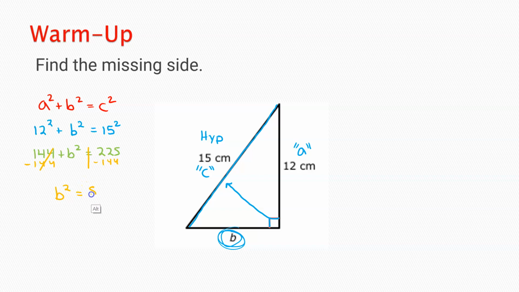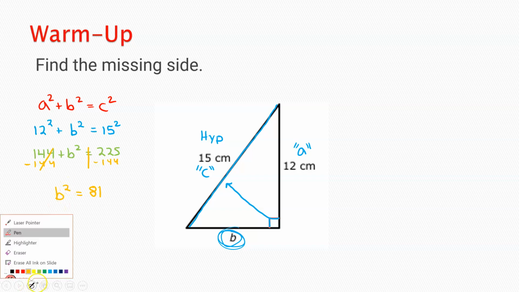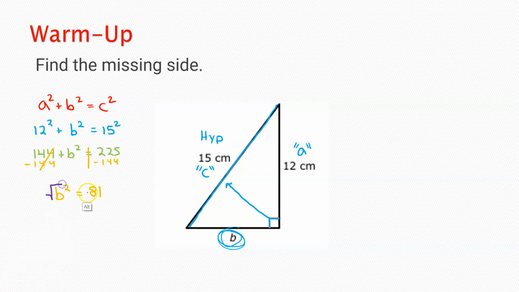That gives me 81. Now, don't forget, a lot of students like to think that this is their final answer. They forget that there's a 2 there, b to the second power. How do we get rid of the power of 2? We do the inverse, which is to take the square root, and we do that to both sides. The square root and the power of 2 cancel each other out. You're left with b is equal to the square root of 81, which is simply 9.